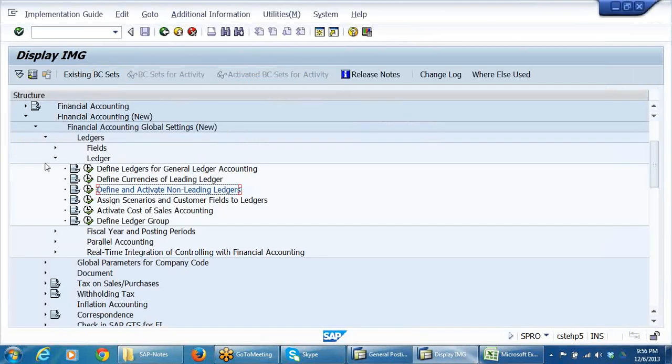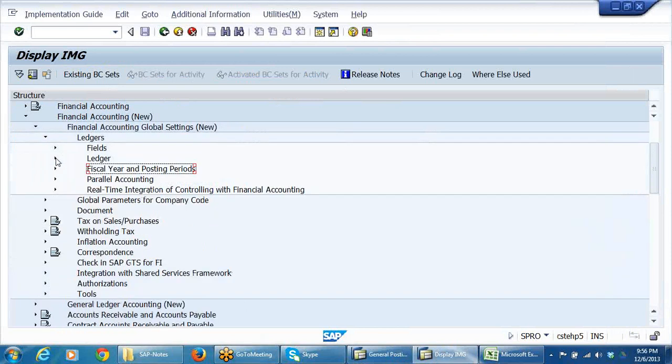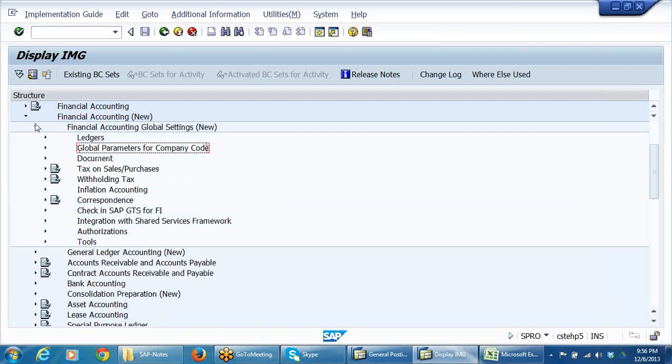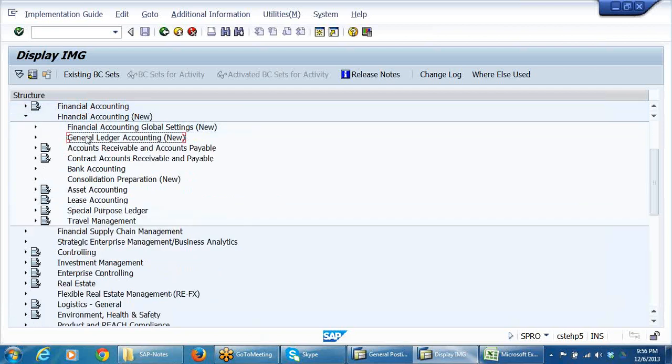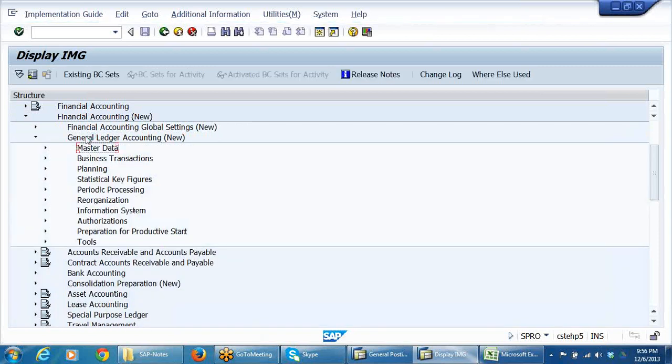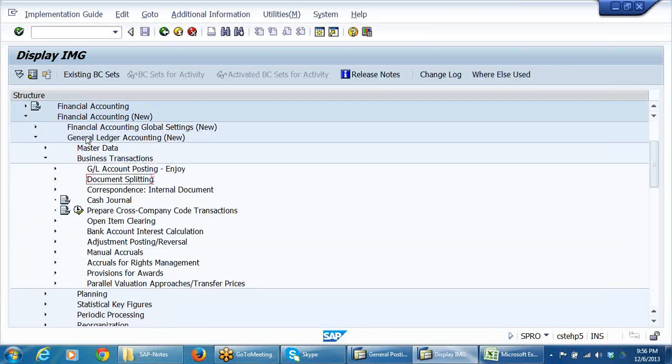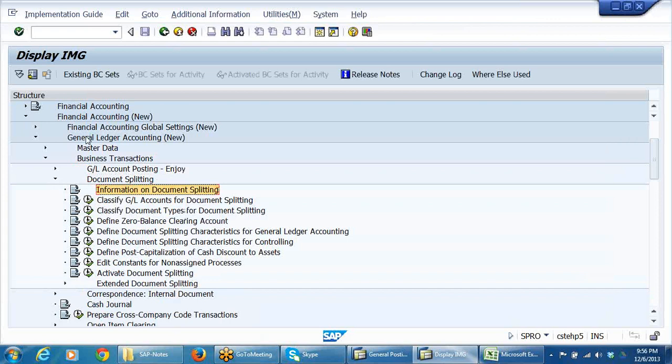Here, business transactions, document splitting, information on document splitting. All of you read this, right? Don't miss.